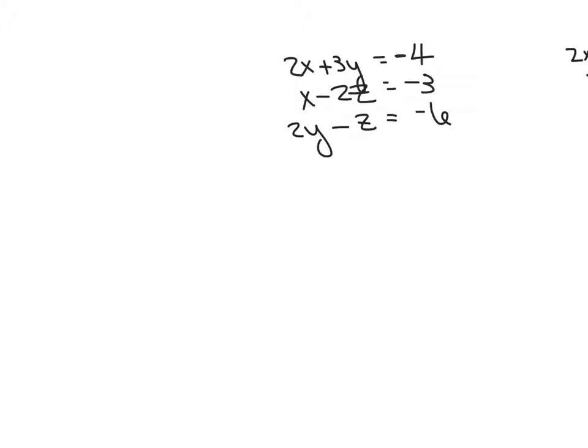Now let's notice a couple things here. In this first equation we have an x and a y. In the second one we have an x and a z. And in the third one we have a y and a z. Okay, so we don't have x's in all three of them, we don't have y's in all three of them, and we don't have z's in all three of them. Okay, so there's a lot of uncommon things.